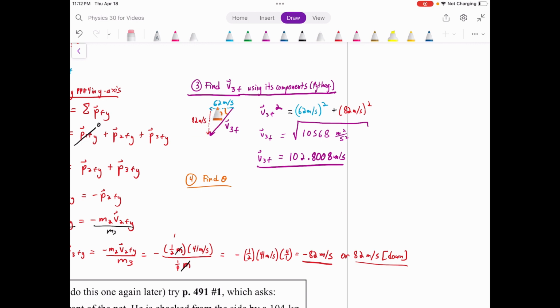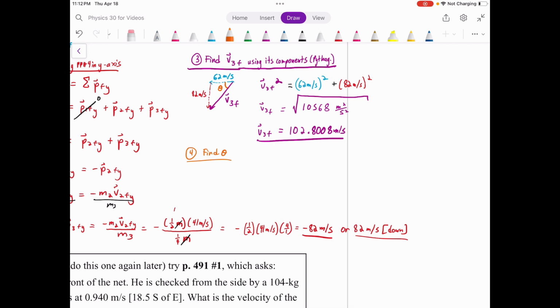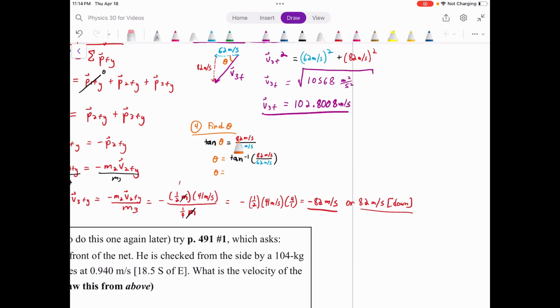We've got opposite, we've got adjacent. Technically, we now have hypotenuse, but again, that was one more calculation, so I like to use these components. Okay, so here we go. Tan of theta will equal opposite over adjacent. And so opposite is 82 meters per second, adjacent is 62 meters per second. So taking the arctan or the inverse tan of both sides, right? Inverse tan of 82 over 62, I got that theta was 53 degrees to the nearest degree.